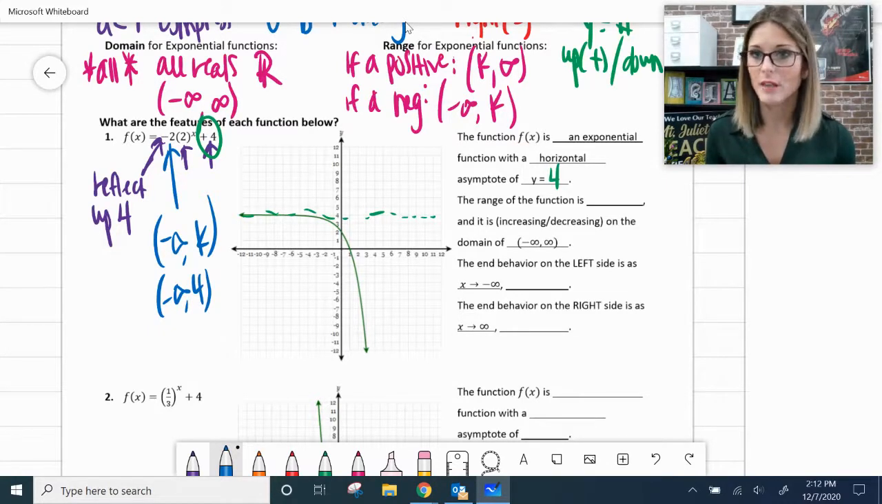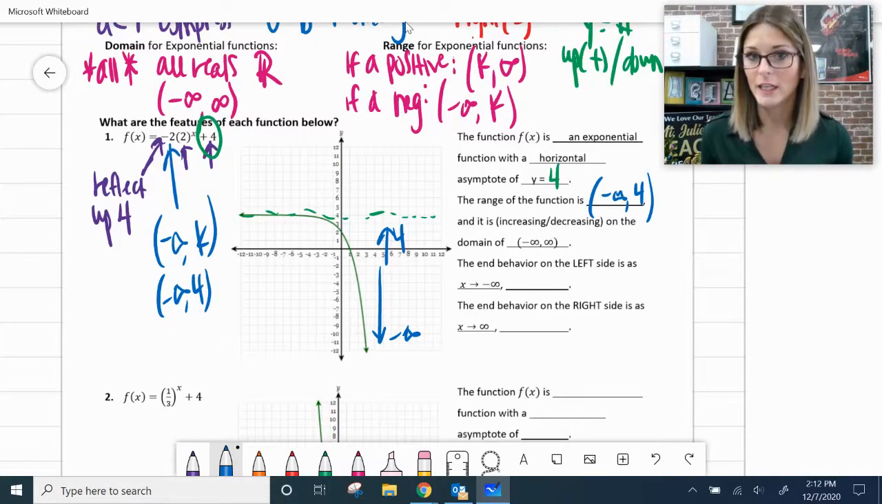Now look at the graph. The range values, the y values, up and down. How low does this go? Well, all the way down to negative infinity. How high does it go? It's going to go up to 4, never, ever actually touching 4. So your range is from negative infinity to 4.